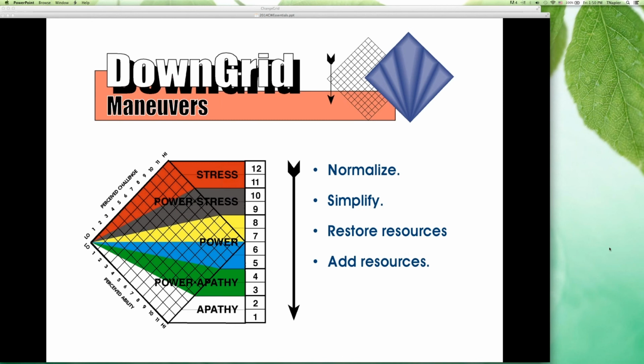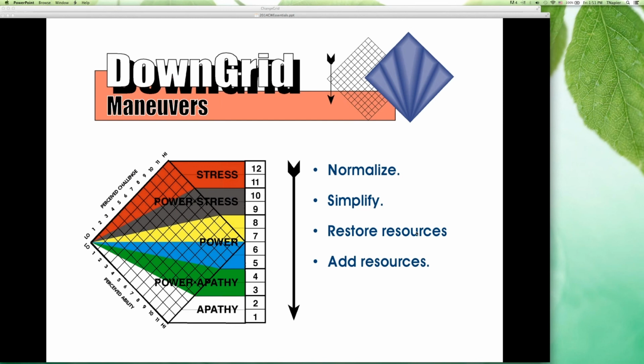So I just want to check in. Do any of you have any questions at all about the downgrid maneuvers? Yep, you're saying increase their sense of ability, focus on removing barriers. Yep, all those would be very effective, and they fall into certain categories. For example, increasing my sense of ability could be about restoring resources, if you're reminding me about some capabilities I was just forgetting I had. Remember, people up in stress can be surrounded by all sorts of resources, but the stress is preventing them from seeing them and tapping into them effectively.